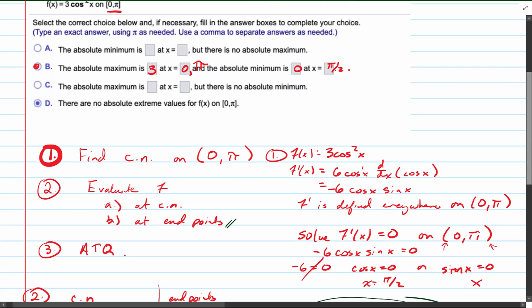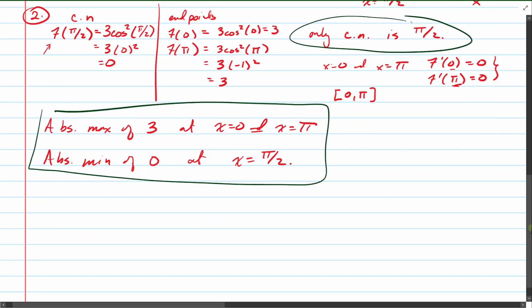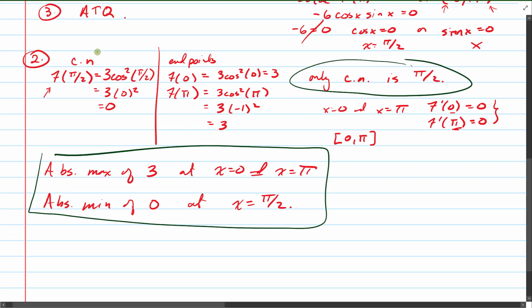Folks, what's important to keep in mind with this video is that the reason why we were checking pi over 2 in the original function is very different than the reason why we're checking 0 and pi in the original function. Pi over 2 was a critical number, and 0 and pi were the endpoints. And you must remember to check both when you go looking for the absolute extremum.